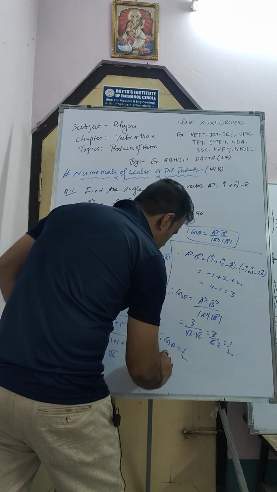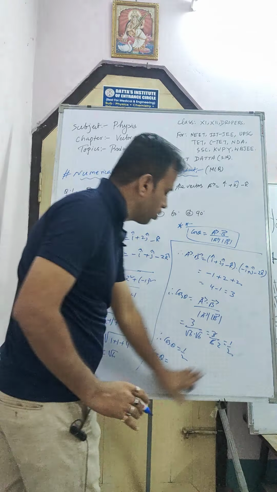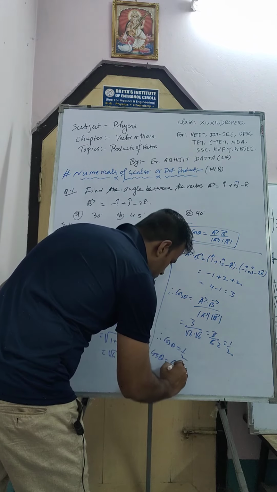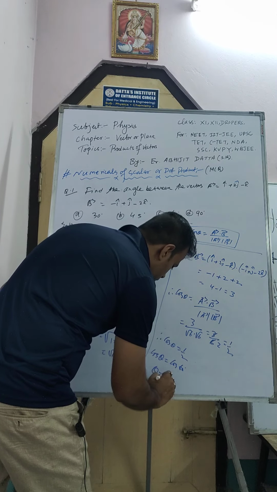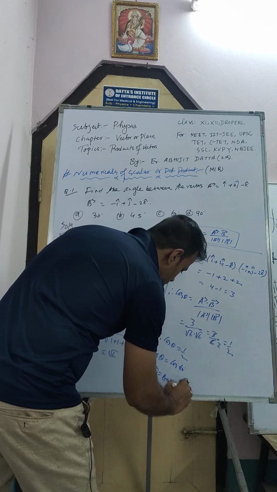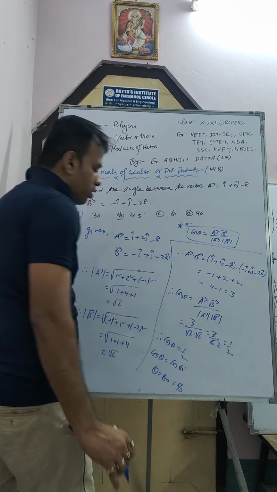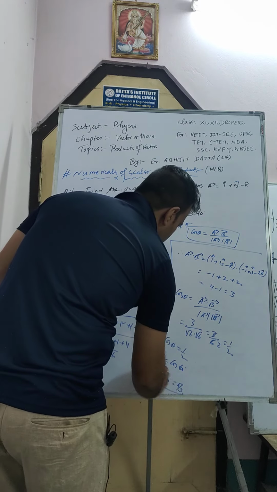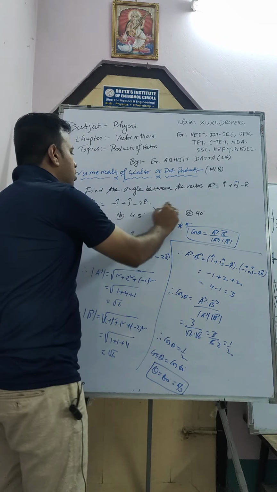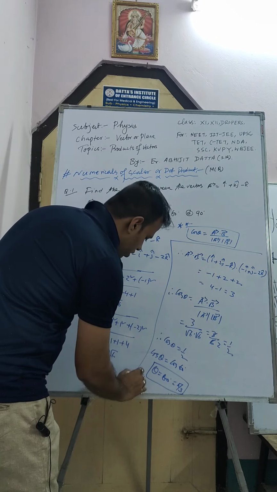So what value of cos is 1 by 2? Cos 60 degree. So cos theta equals cos 60 degree, so theta will be 60 degree or pi by 3. So this is the correct answer. What is the correct answer? Yes, option C is correct. Option C is the correct answer.